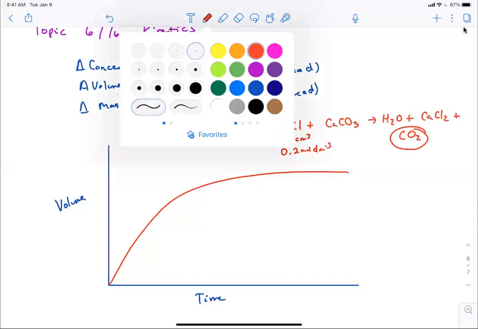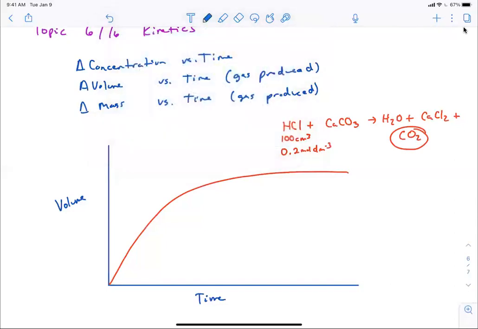Now, this graph produces the same amount of gas, but you've done it at a slower rate. And so if your HCl is your limiting reactant, okay, then what you've now run into is something like maybe 0.1 molar and 200 centimeters cubed, because if the concentration is changing, the volume has to change as well if you're going to produce the same amount of gas. Okay.